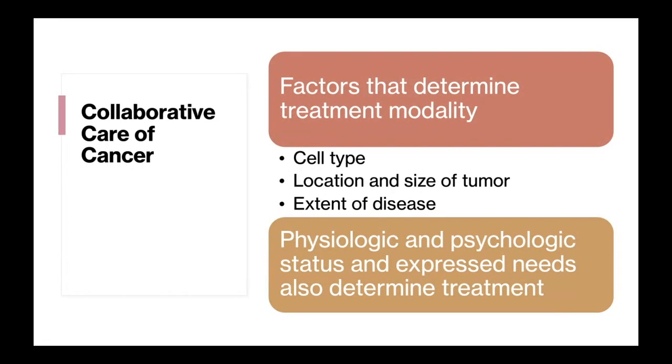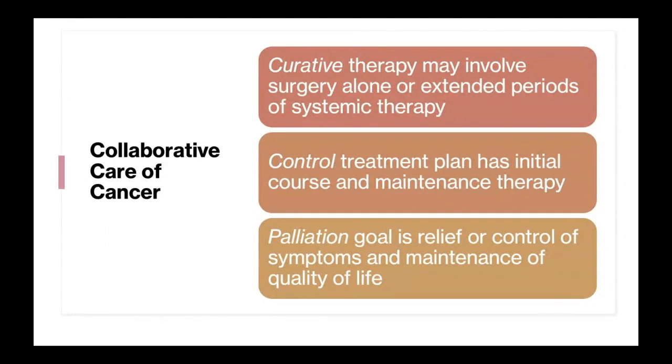Okay, so your care depends on all of that stuff: cell type, location, extent of disease, physiologic and psychological status. There are 3 types of care for cancer. You have curative therapy. This is something we're doing that will remove the cancer from the body. So sometimes that's surgery alone. Say with my son's tumor, if they had just taken that out and there was nothing left, that's a curative therapy.